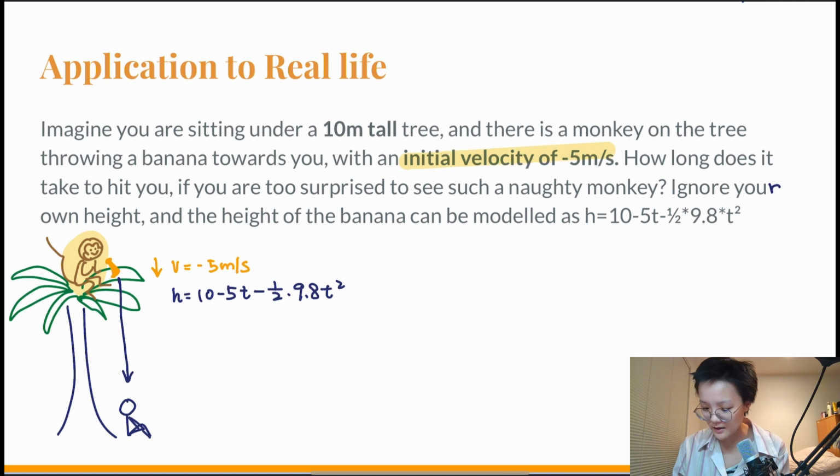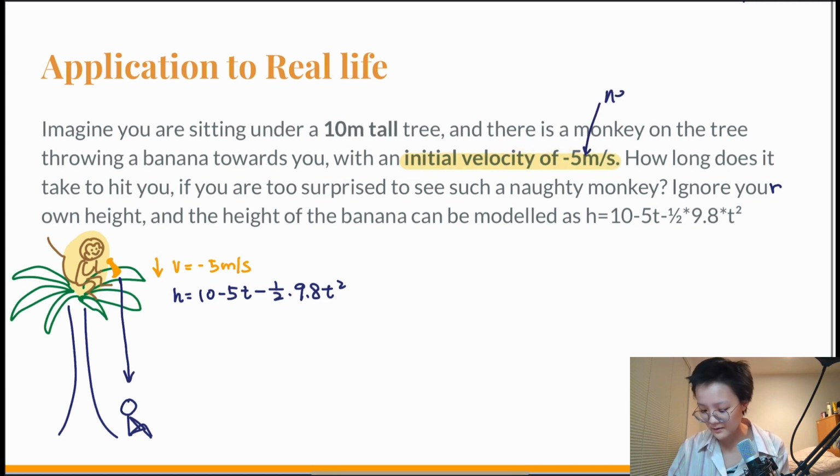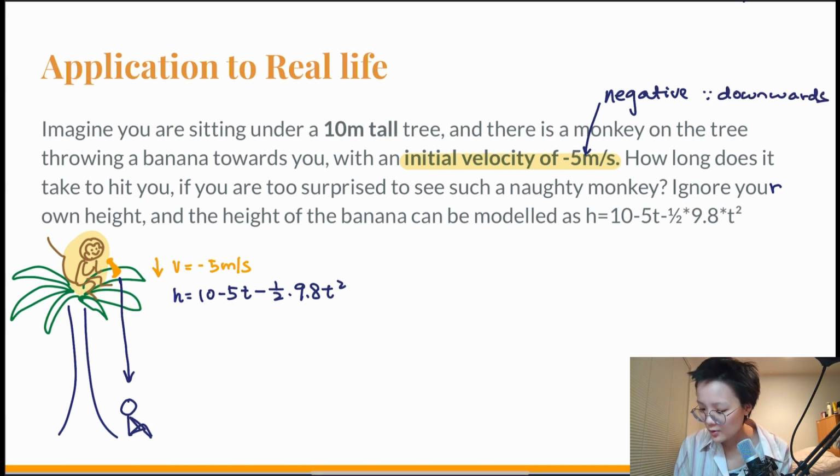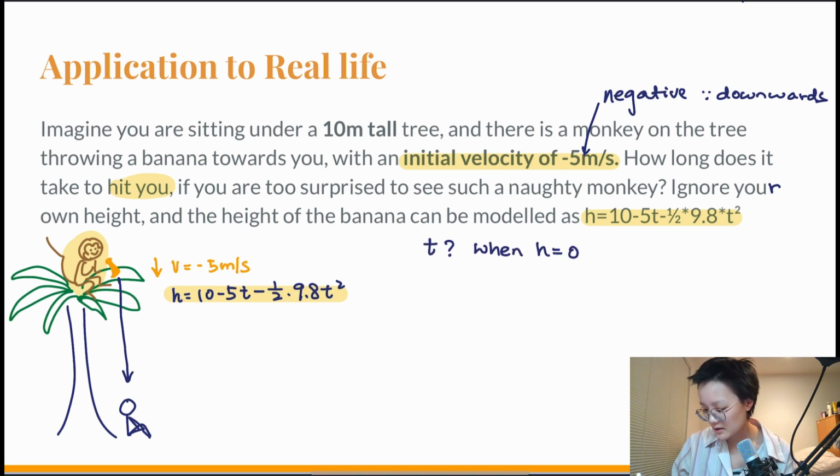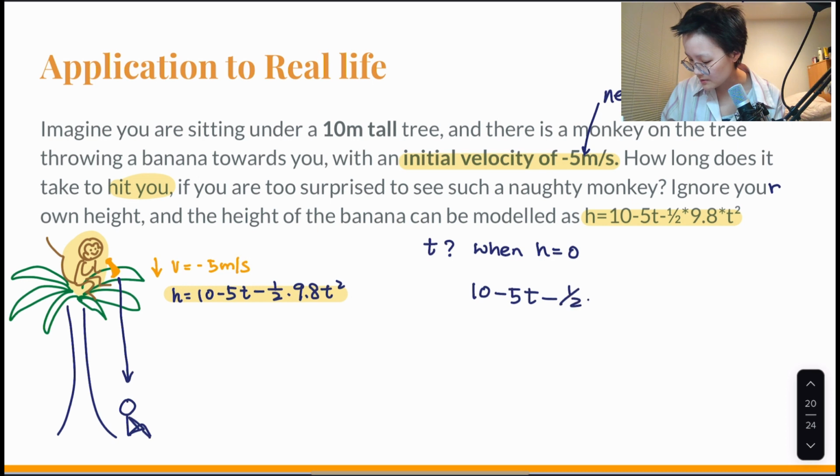You are sitting there, and the banana just falls on top of your head. The initial velocity of this banana is negative 5 meters per second. So the question is, how long does the banana take to hit you? If you are ready, let's bring this back together. This is quite a long question, but it's just asking what is the value of t when the height equals 0? t represents the time, and h equals 0. So when this formula equals 0, what is the t value?